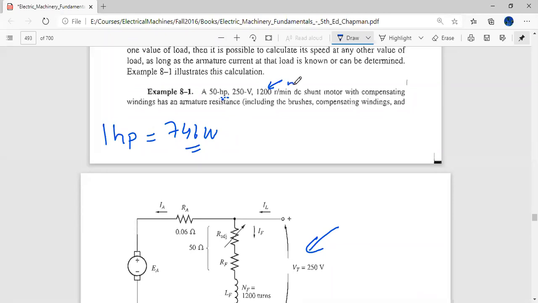No, this is not the no load RPM. This is the full load RPM. Sorry, I correct my error, because the rating is for the fully loaded condition. This is the fully loaded condition when it is working at a mechanical load of 50 horsepower.